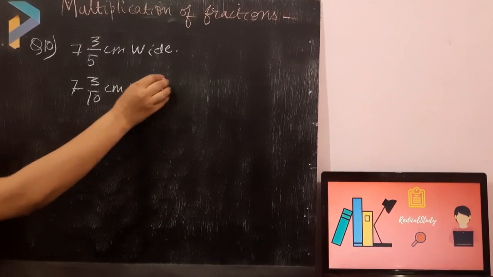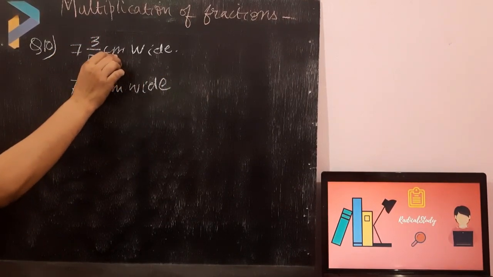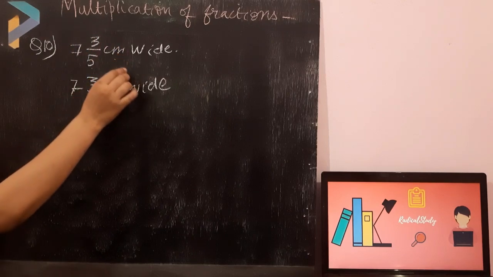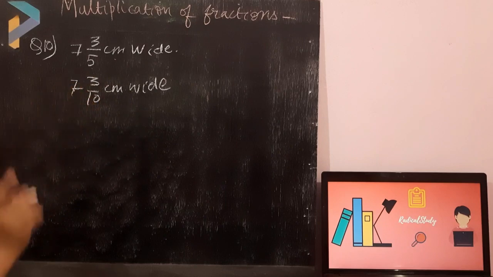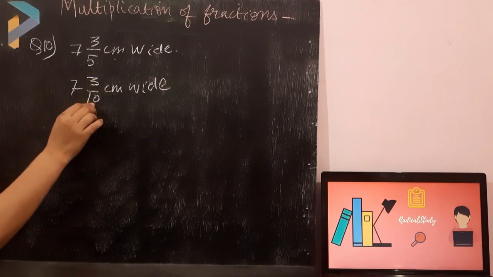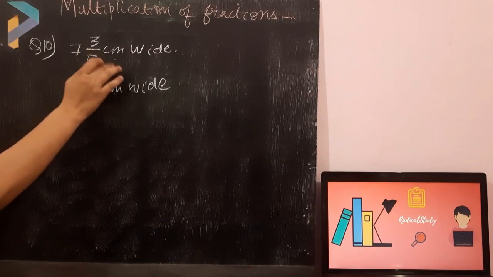So the question says that there is a picture. The size of the picture is 7 3 upon 5 centimeter. That means it is the bigger size, bigger than the frame in which we have to fit the picture. So the size of the frame is 7 3 upon 10. So we have to trim this picture in order to fit in the frame.